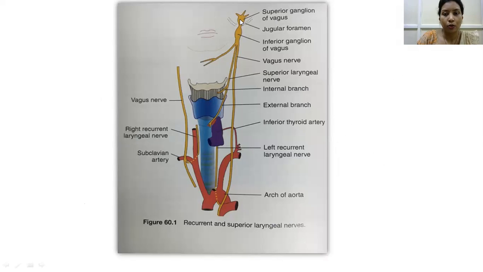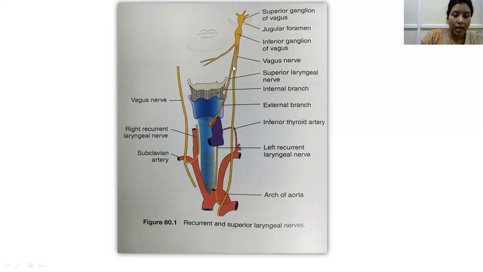Before it passes out through the jugular foramen, it bulges to form the superior ganglion of the vagus. And after coming out of your jugular foramen, it forms an inferior ganglion of the vagus, also called the nodose ganglion. Immediately at the base of this ganglion, you see that the first branch of the vagus is given, which is your superior laryngeal nerve. This is the pharyngeal branch of the vagus. This is the superior laryngeal nerve.